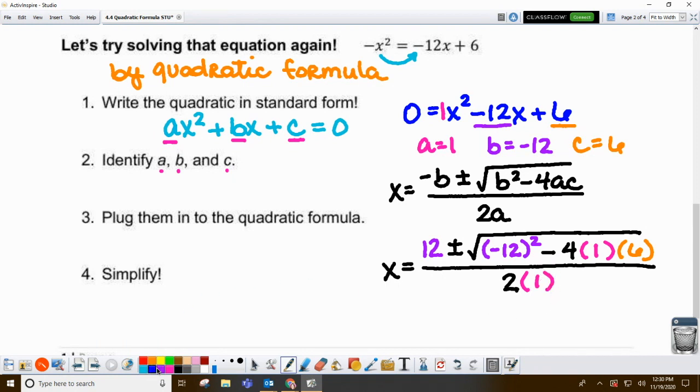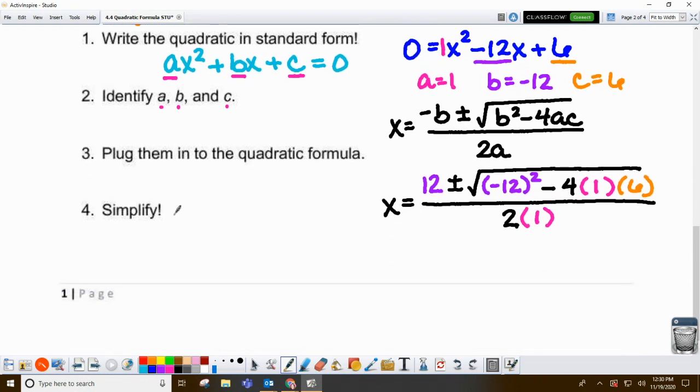So again, everywhere there's an a, I'm putting in 1. Everywhere there's a b, I'm putting in negative 12, or the opposite of b, which is positive 12. And everywhere there's a c, we put 6. And then the last step is just to simplify that down. We're going to clean everything up. I usually start with the square root, so in other words, I want to simplify the stuff that's under the square root first.